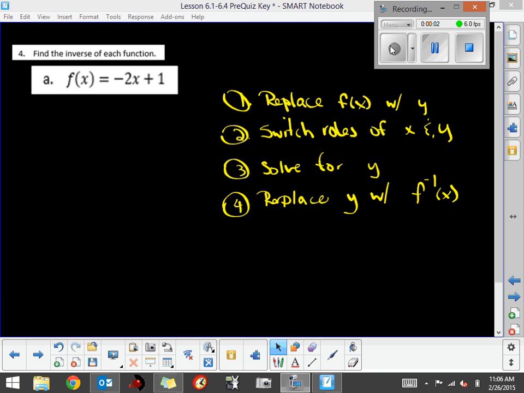Question 4 asks us to find the inverse of each function. I put the 4-step process that we use to find the inverse of each function. Remember, the key idea behind inverses is that your inputs and your outputs change roles.